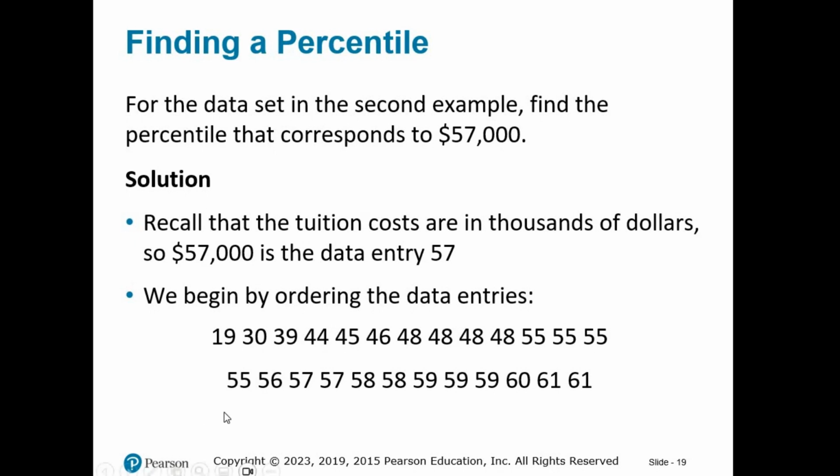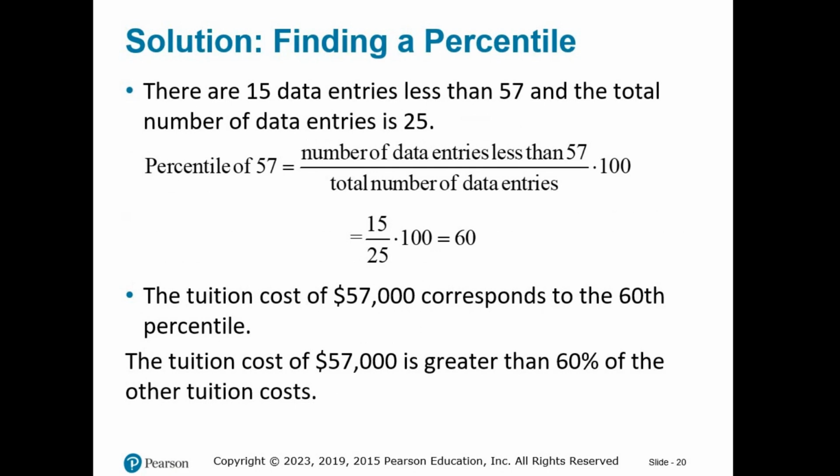We begin by ordering the data entries. We find that there are 15 entries less than 57, and the total number of entries is 25. So the percentile can be found by using the formula we just learned. So we divide the number of entries less than 57 by the total number of entries, and then to get that to a percent, we multiply that ratio by 100. We get 60%.